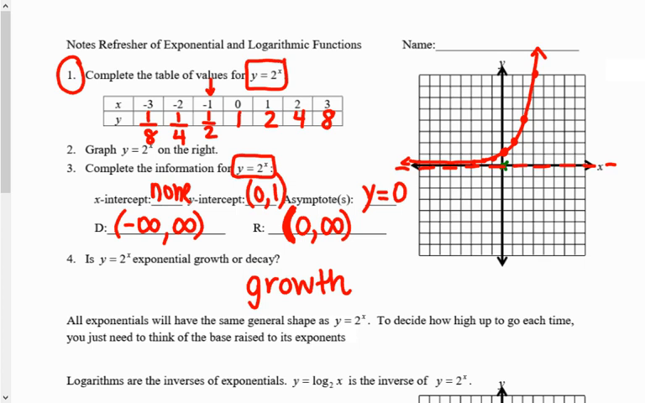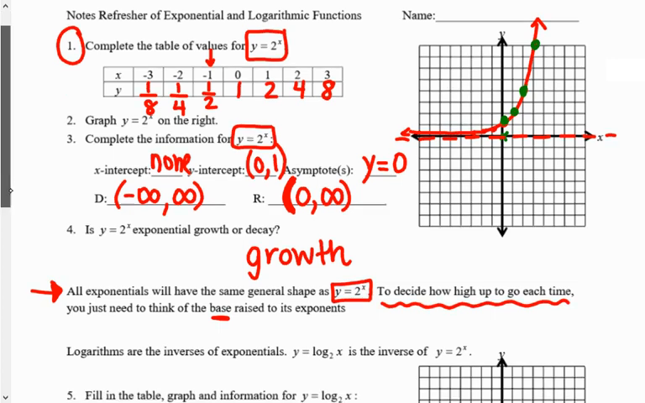All right. If you were doing any other exponential function, just remember that all exponentials will have the same general shape as our y equals 2 to the x. If you're trying to decide how high up to go on each point, you just need to think of whatever the base is raised to its exponents. So if you have 3 to the x, you're going to raise 3 to powers. If you have 5 to the x, you're going to raise 5 to powers. But all the graphs will look similar. It's just going to vary how high up each of these points goes, depending on what you're taking to a power. All right, that was exponential functions.